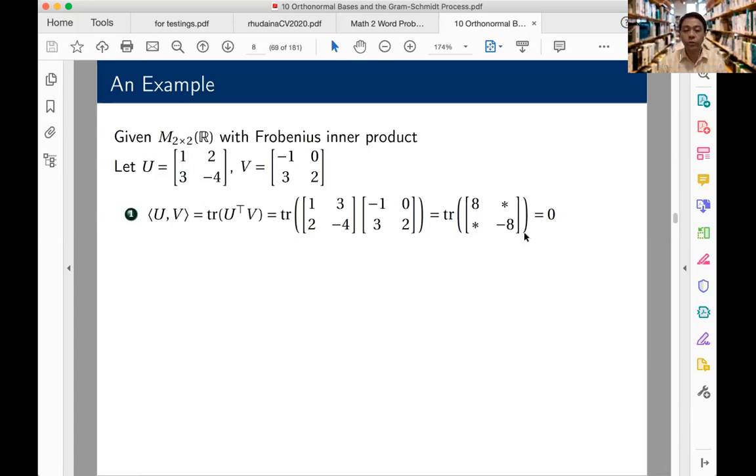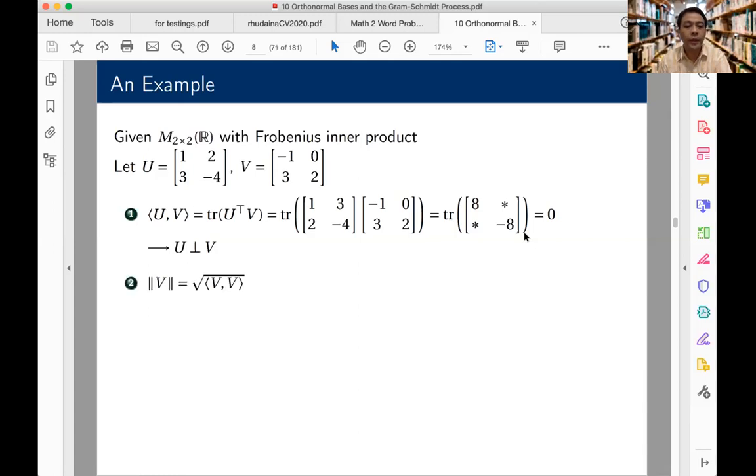So what is our conclusion? What can we say about the matrices U and V? If their inner product is 0, then they are orthogonal to one another. Okay, that's something new. Because matrices can be orthogonal too, right? And that's only possible because we defined the orthogonality in terms of the inner product.